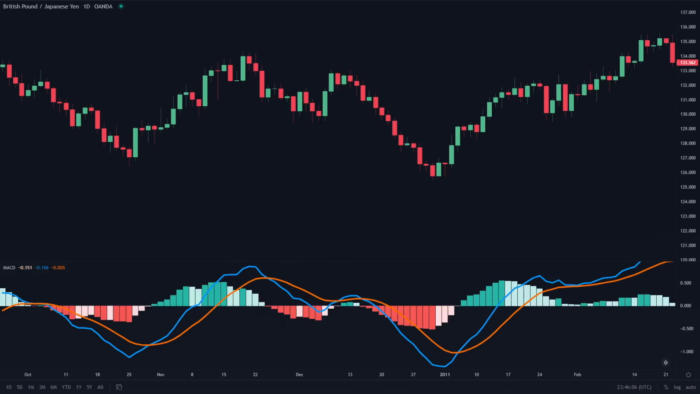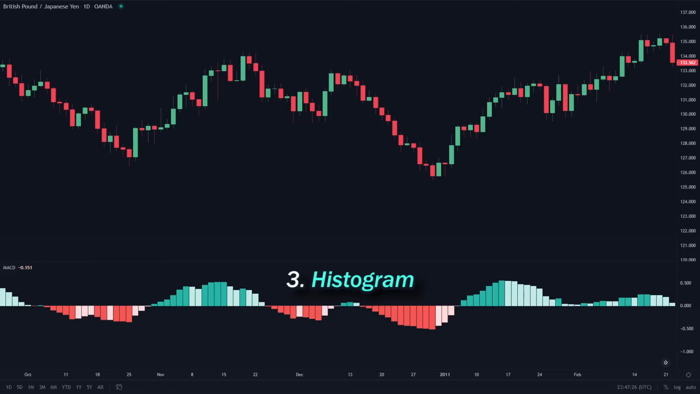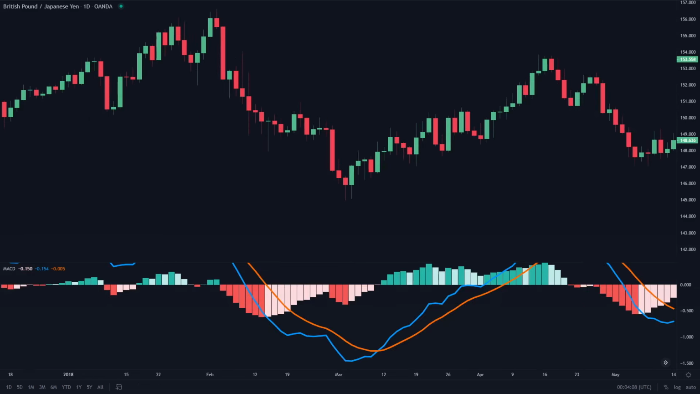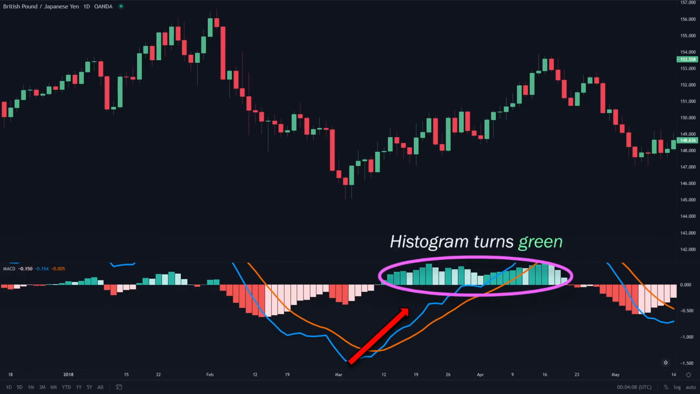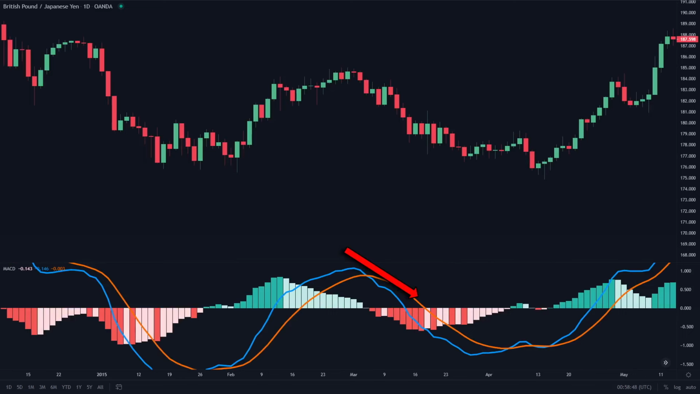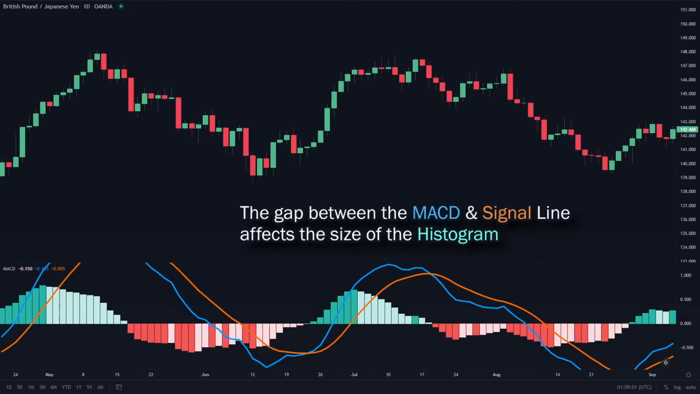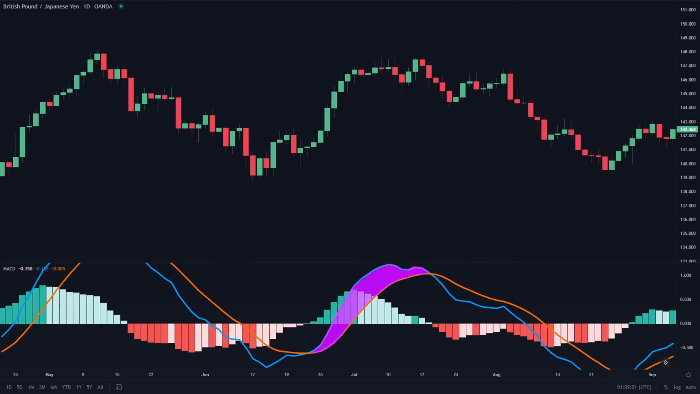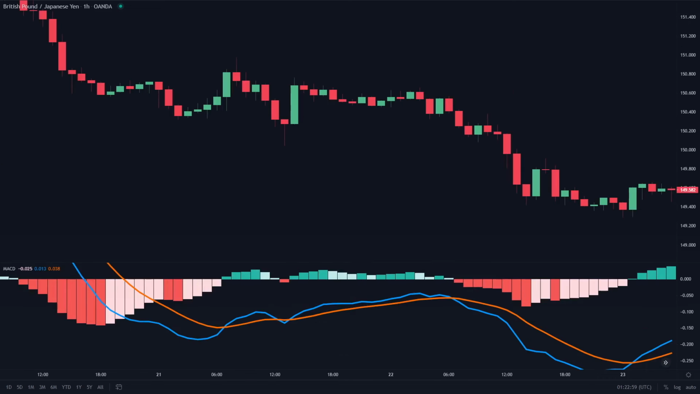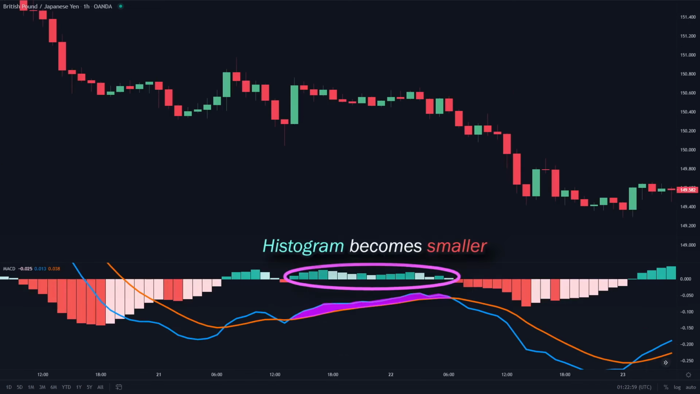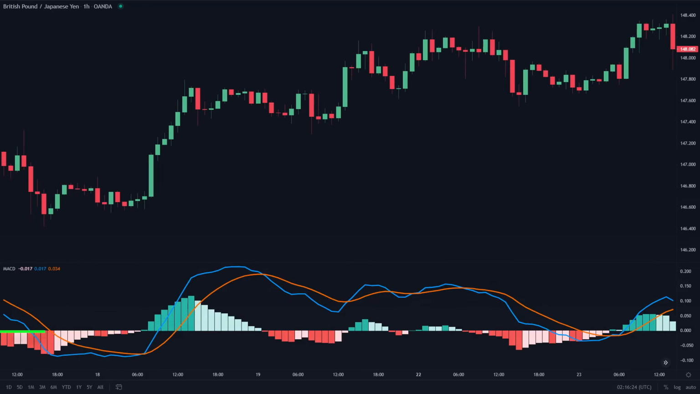Then we have the signal line, which reacts slower to the price compared to the MACD line, giving it a somewhat smoother appearance. The histogram represents the difference between the MACD line and the signal line. For example, if the MACD line crosses above the signal line, the histogram will turn green, and if it crosses below, the histogram will turn red. The gap between the two lines also affects the size of the histogram. If the two lines are further apart, the histogram gets bigger, and if the two lines get closer, the histogram becomes smaller. Finally, we have the zero line, which simply represents the center of the MACD indicator.